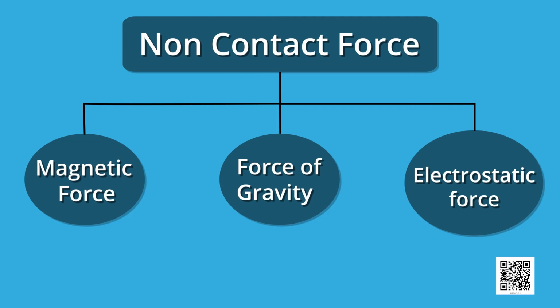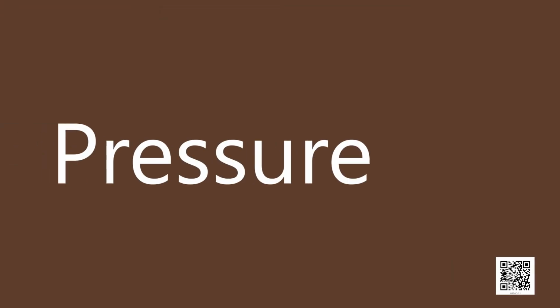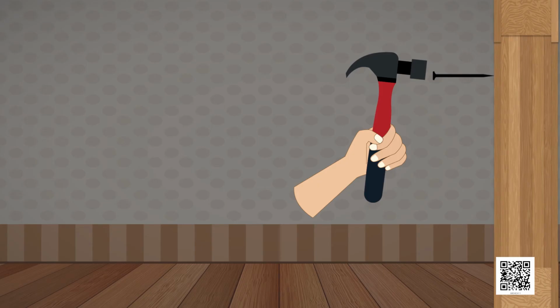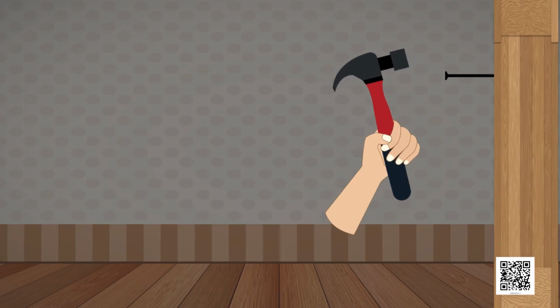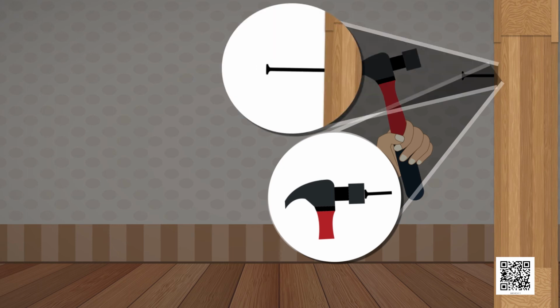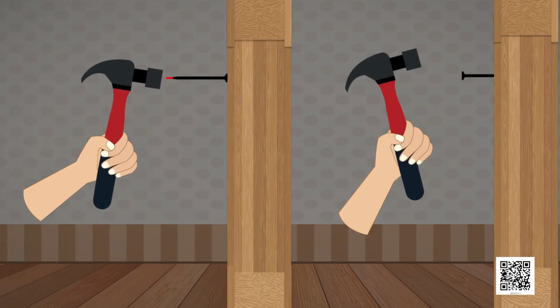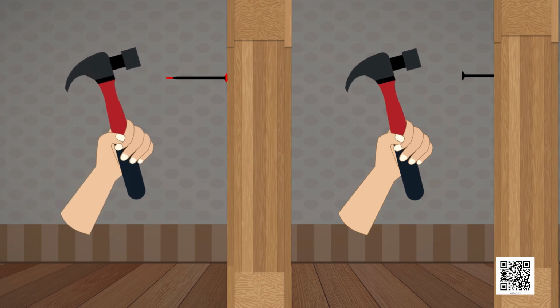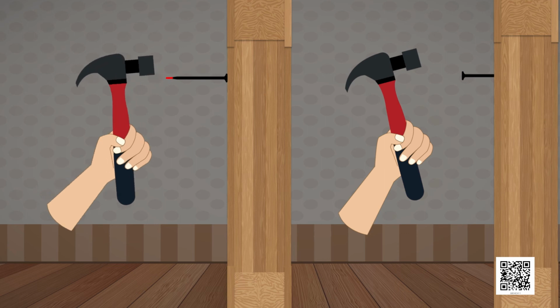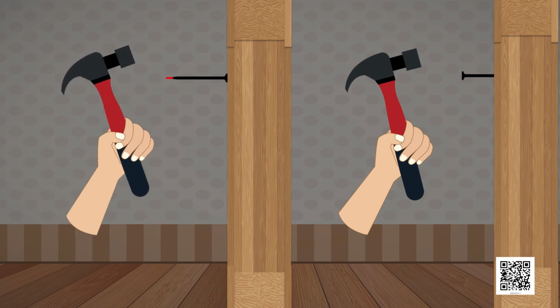Dear students, now let us learn about pressure. What is pressure? When you try to push a nail into a wooden plank or a wall, you hammer it from its head side and its pointed end moves into the wall. If you try to push a nail from its pointed end side, will it move in the wall? If you do it again and again, even then the nail will not move into the wall. What is the reason here?